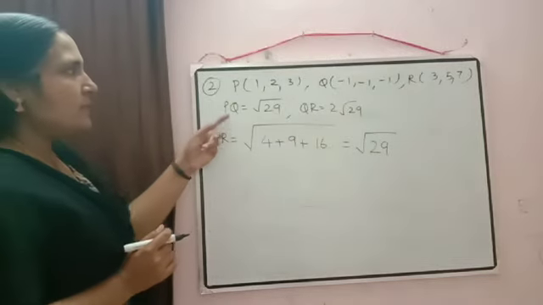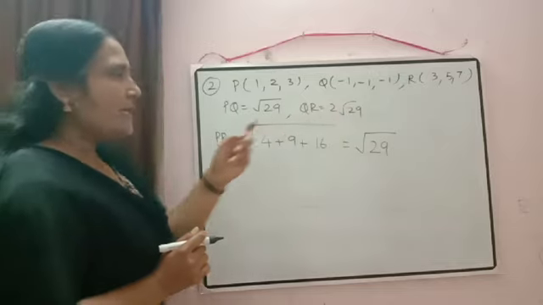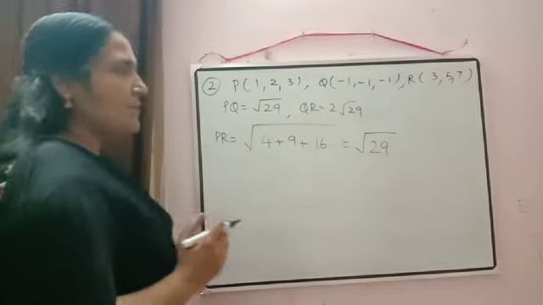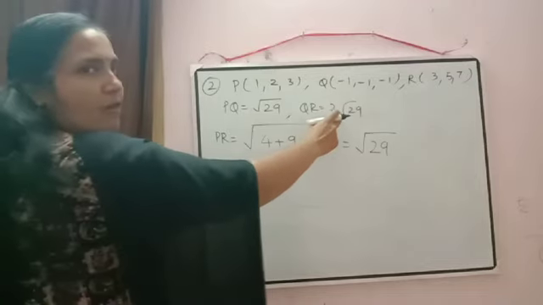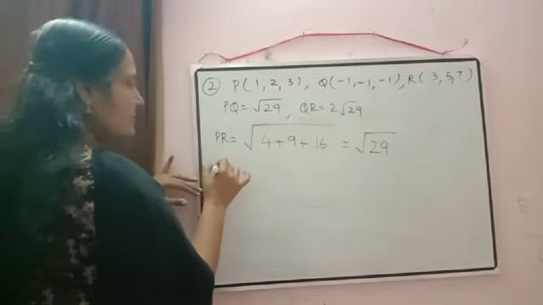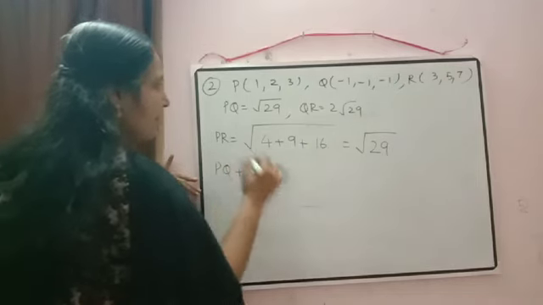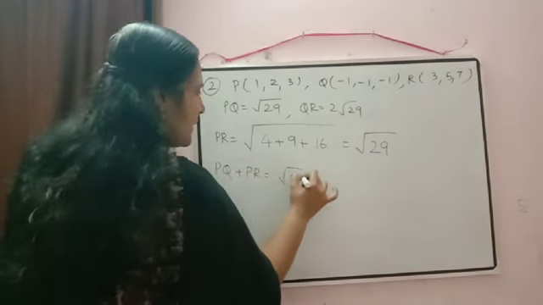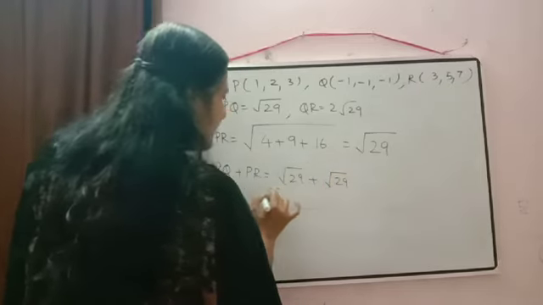So PQ is equal to root 29. QR is equal to 2 root 29 and PR is equal to root 29. So which one is greater? Obviously QR is greater. So just add there. PQ plus PR. What is the value of PQ? Root 29 plus PR also is equal to root 29.